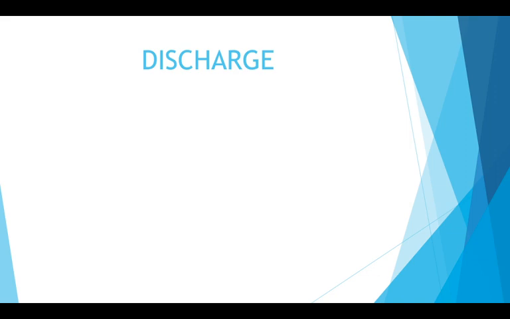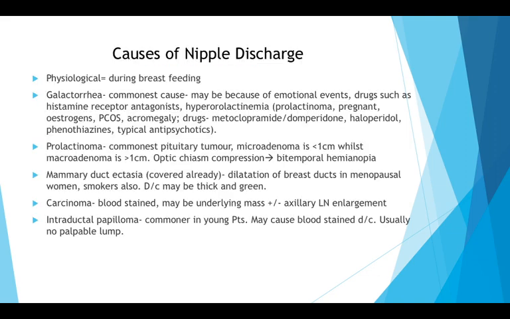Moving on to causes of discharge now. Okay, so it can just be physiological during breastfeeding. It may be pathological, often due to galactorrhea. So it could be related to stress, emotion, certain medication like typical antipsychotics, metoclopramide, domperidone. Could be due to an endocrine pathology such as prolactinomas, acromegaly.